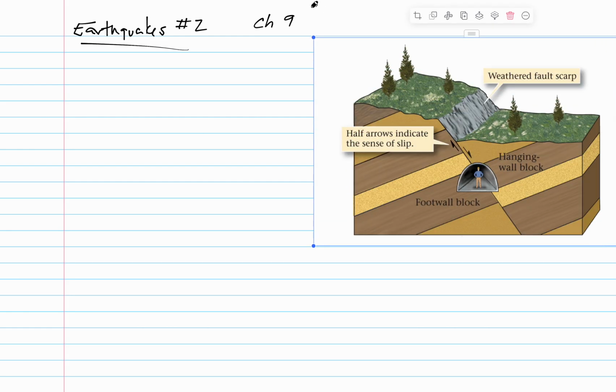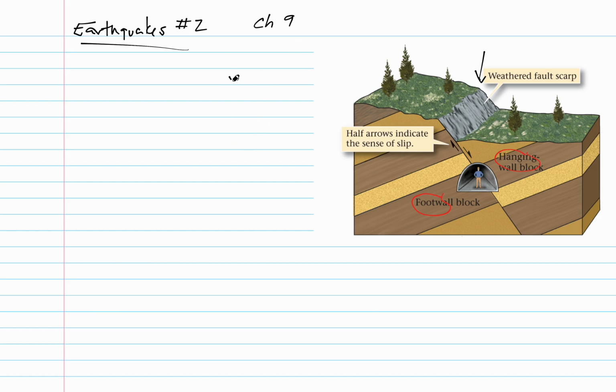So here's now a textbook sketch of a fault, and we've got the scarp, which is the surface expression. We've got the hanging wall and the footwall. And I showed those last time, but I didn't define them for you, okay? Footwall and hanging wall. And they help us describe the geometry of a fault. And what I like about this picture from a textbook is that there's a picture of a miner in a tunnel. And that's where this name came from.